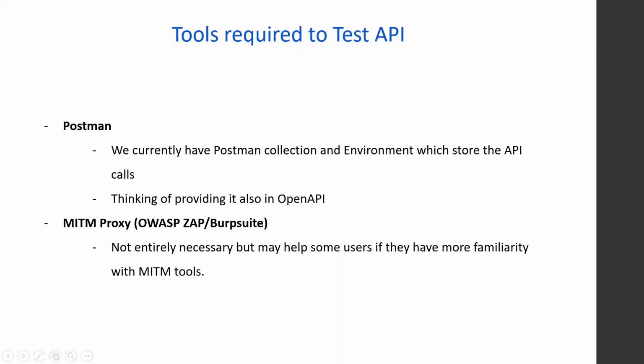Tools required for API pen testing: Postman for VAPI, of course, and MITM proxies such as OWASP ZAP or Burp Suite. So in VAPI, what we provide is a Postman collection and an environment which lists all the API calls that you can use and attack.